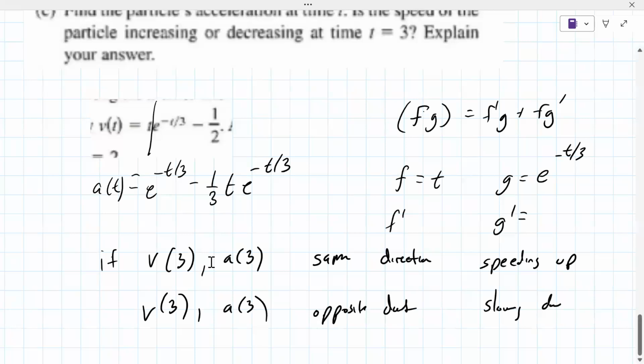So you have to calculate v of 3 and a of 3. It's up to you if you want to calculate that, but that is what's required here. I would grab a calculator and do it right now. But how do you find that? You have the velocity function, you put 3 in for t, and you have the acceleration function, you put 3 in for t.